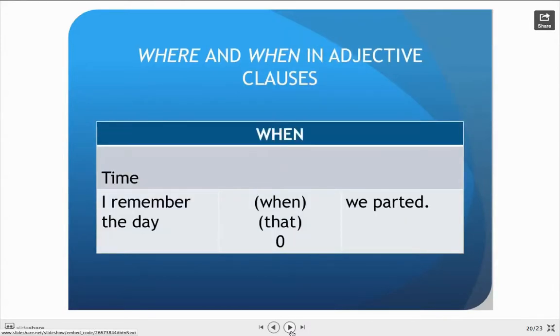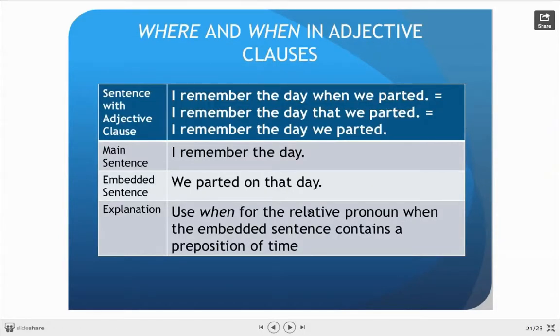Okay, now thinking about when, I remember the day when we parted. I remember the day that we parted. I remember the day we parted. Let's see what's happening here. Okay, the embedded sentence has another preposition. Okay, here's the main sentence. I remember the day we parted on that day. Okay, I can use when for the relative pronoun when the embedded sentence contains a preposition of time. On that day, in that month.